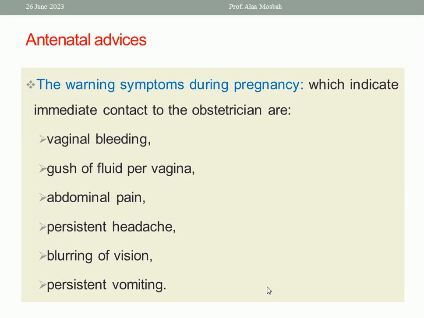Let us go to an important point, which is the warning symptoms during pregnancy. These warning symptoms indicate immediate contact to the obstetrician, like vaginal bleeding, abdominal pain, gush of fluid per vagina due to premature rupture of membrane, persistent headache, blurring of vision, persistent vomiting. All these are called warning symptoms during pregnancy.